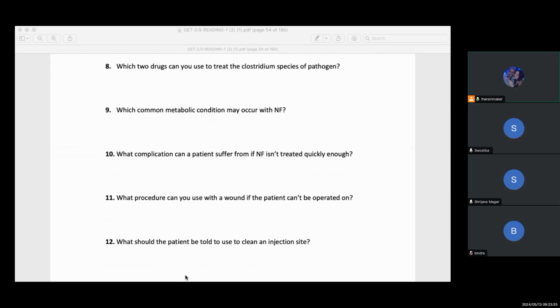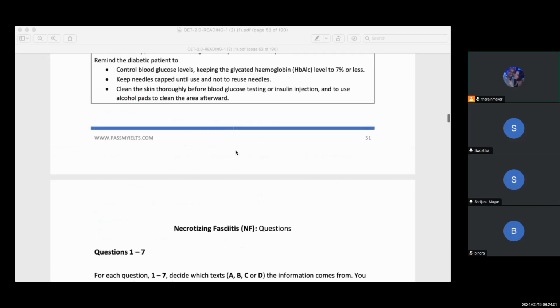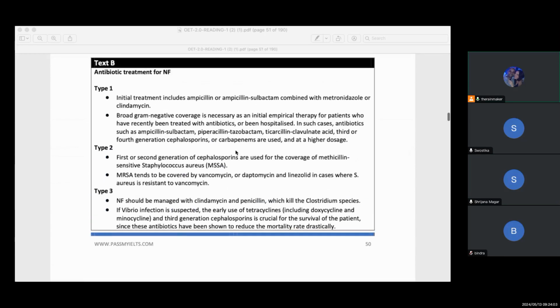Now, what are the keywords? Remember the secret of reading is to not read. If you invest a lot of time reading, you're going to fail. It's about finding things with tricks, with keywords. So the question asks for two drugs related to Clostridium. Clostridium is the keyword because they are not going to give a synonym of Clostridium. Wherever you find Clostridium, there you'll find the name of the medication. Go and start hunting for Clostridium, and copy paste the two medications that go with it.